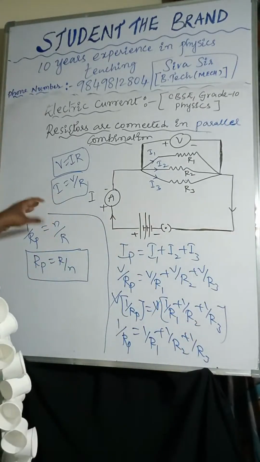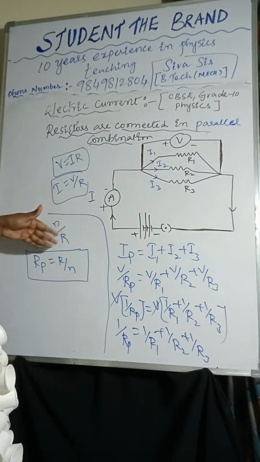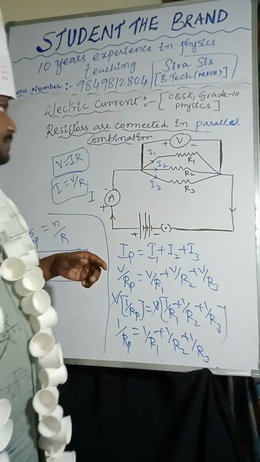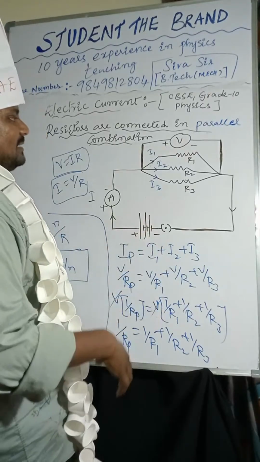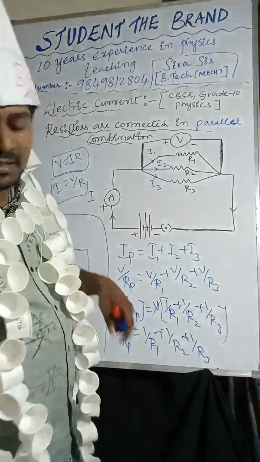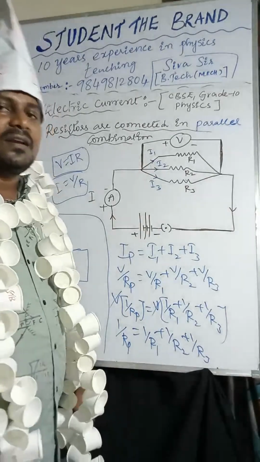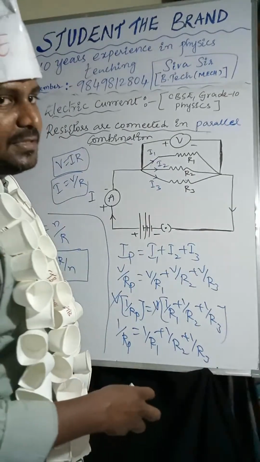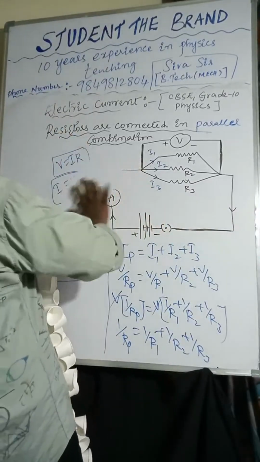If n number of resistors are connected in parallel combination, 1 by Rp equals n by R, that is nothing but Rp equals R by n. So that is about resistors connected in parallel combination. One more point is there, that is the factors on which resistance depends. Okay, so we'll see resistance factors.